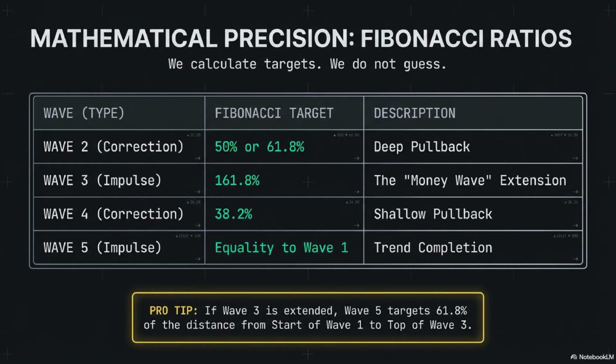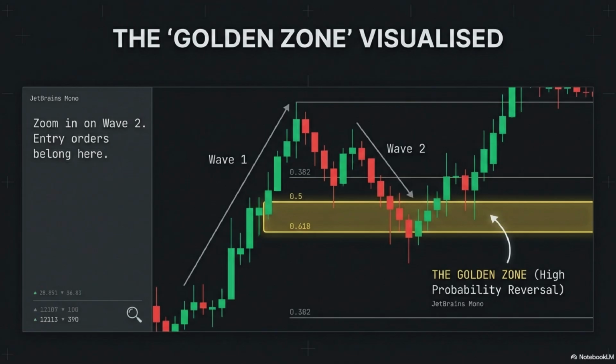The golden zone. The most important retracement area is known as the golden zone. This lies between 50 and 61.8%. This is where Wave 2 most often ends. Professional traders wait for price to reach the zone before considering entries. Patience is a strategy.